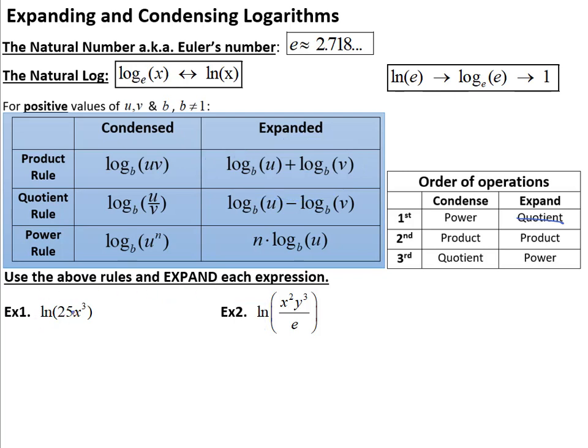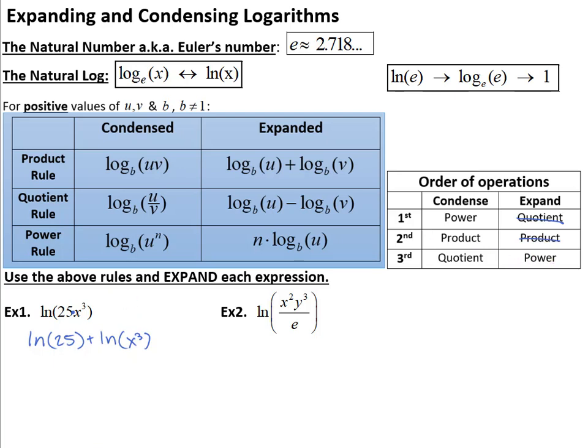And in this case, we do have things being multiplied, 25 times x cubed. So let's go ahead and write those as 2 individual logs being added together. In this case, you notice they are using the natural log. So the natural log of 25 plus the natural log of x cubed.